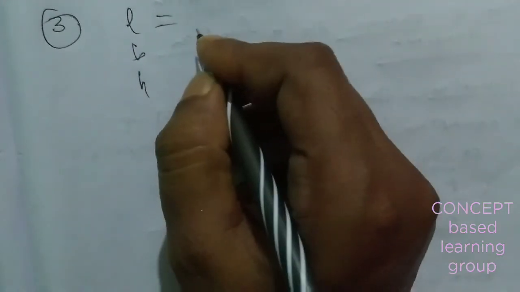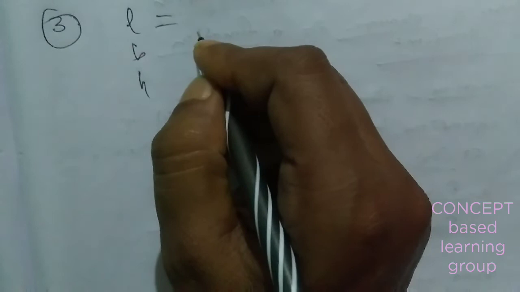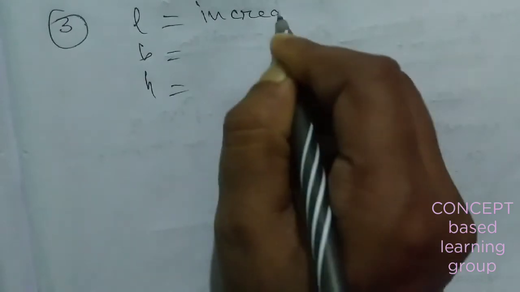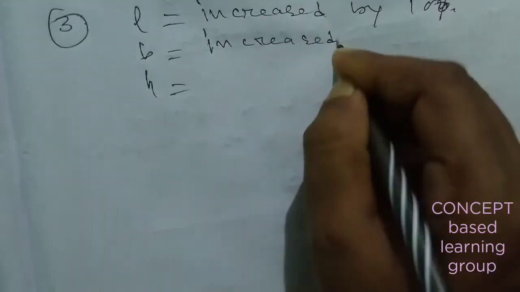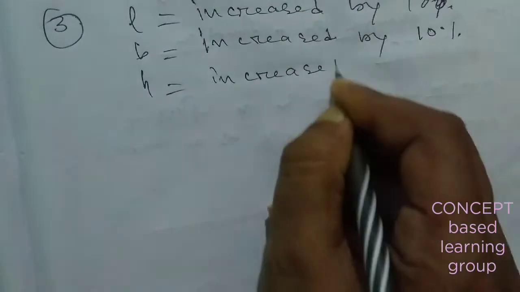Here the case is for volume. In volume there are 3 dimensions, that is length, breadth and height. In the question, length is increased by 10%, breadth is increased by 10% and height is increased by 10%. So all 3 dimensions are increased by 10%. We need the net change.